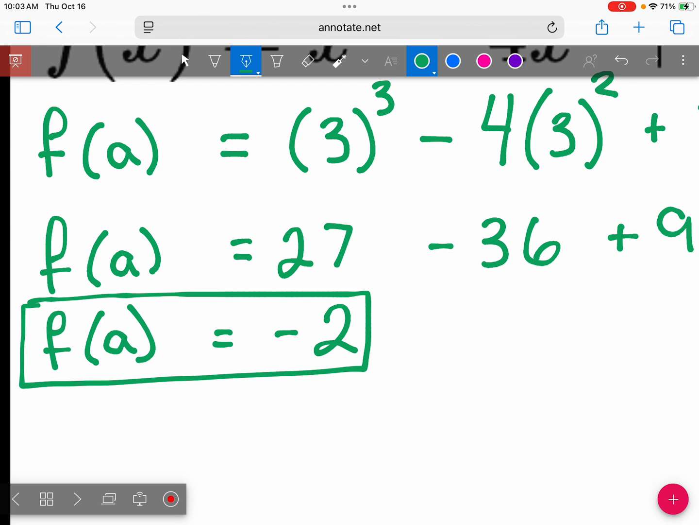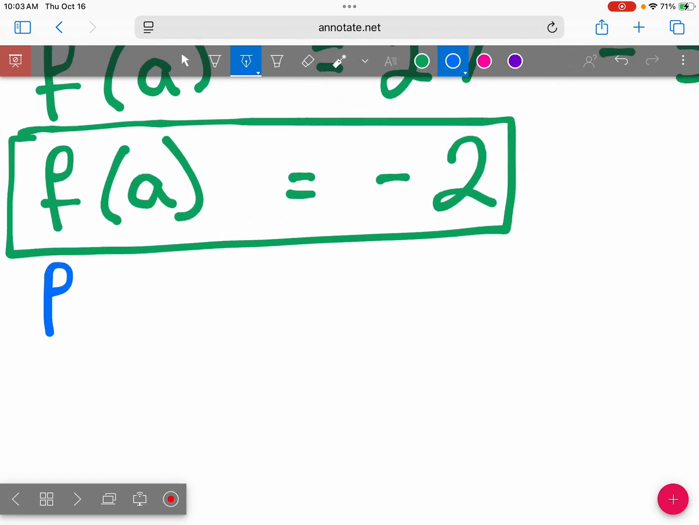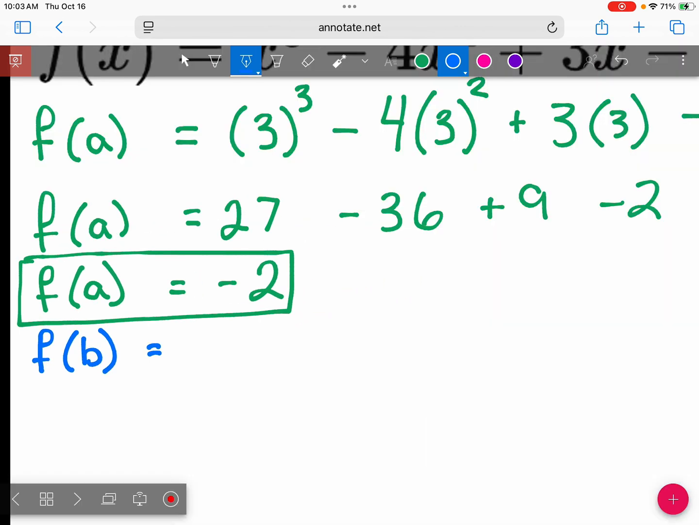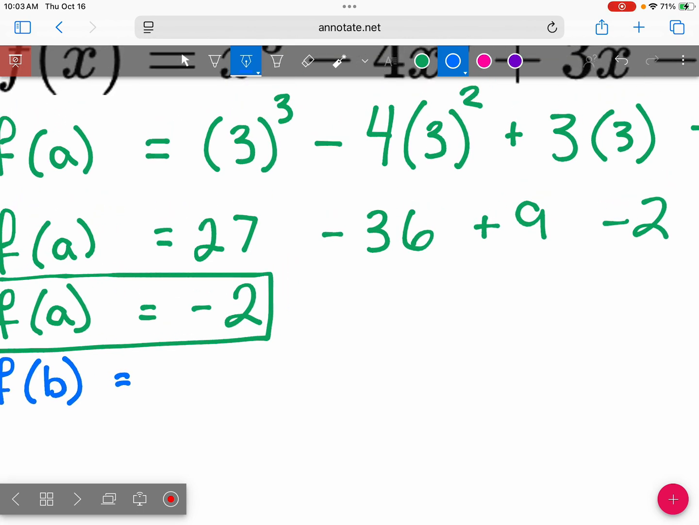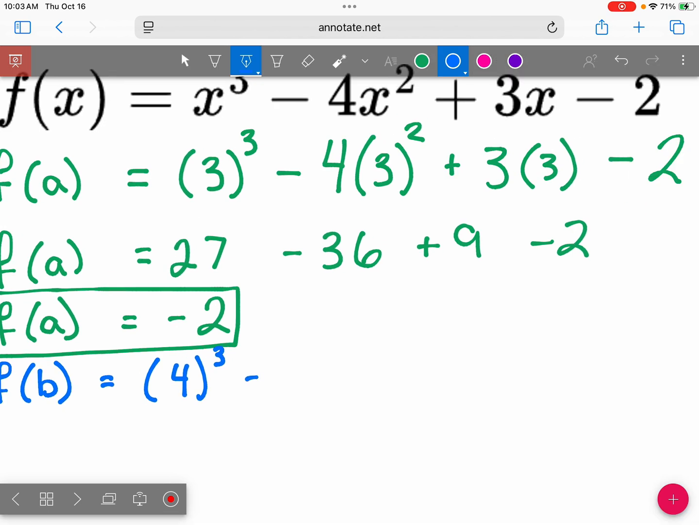Then we also need to know what f of b is. Round 2, fight. So we're going to find f of b. That's our next piece. Same vibe. We're still doing that same kind of substitution, except this time we're substituting in that 4. We're going to have our 4 cubed minus 4 times 4 squared plus 3 times 4 minus 2. And again, we're going to simplify it as much as we can.